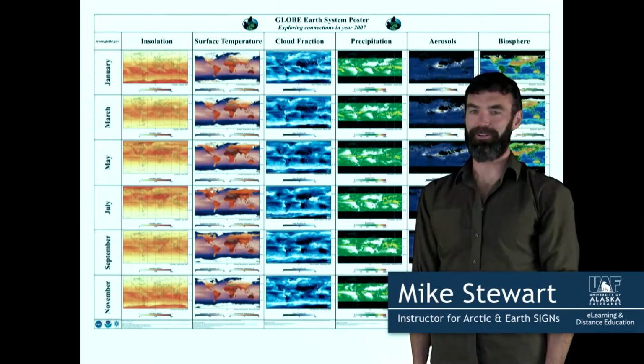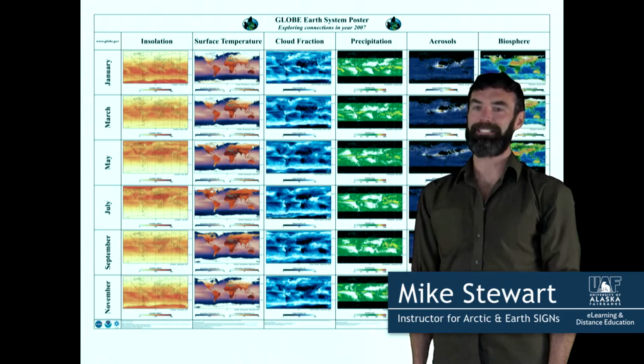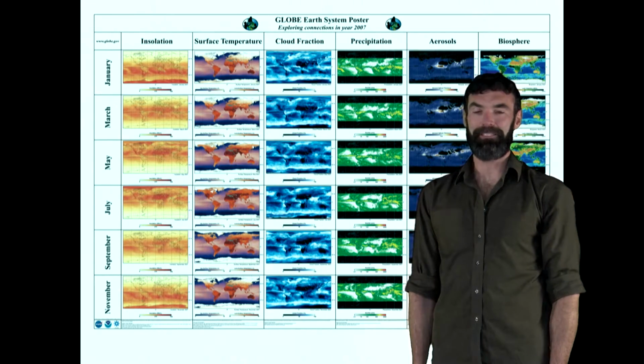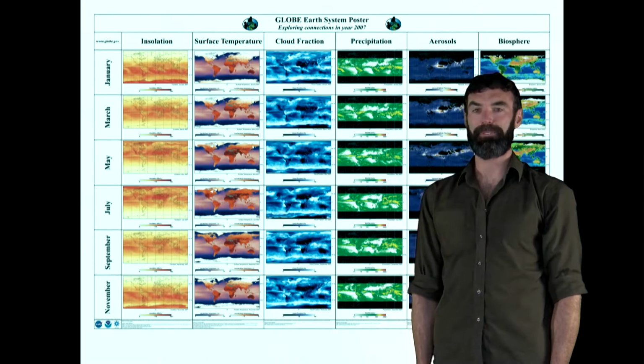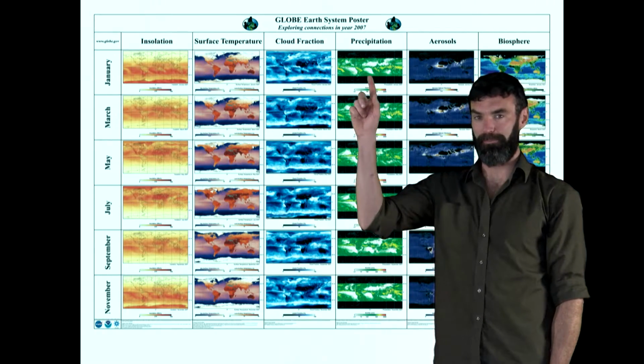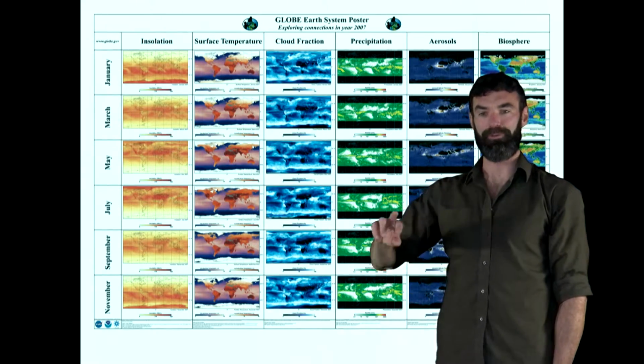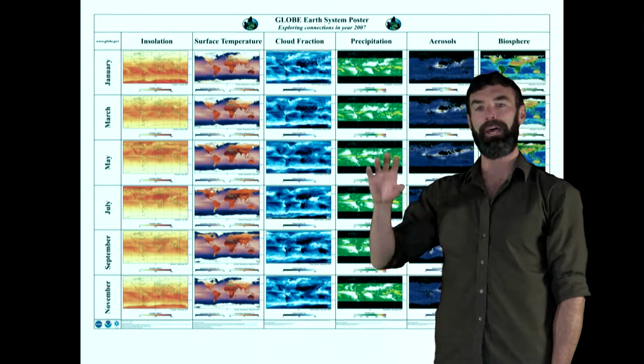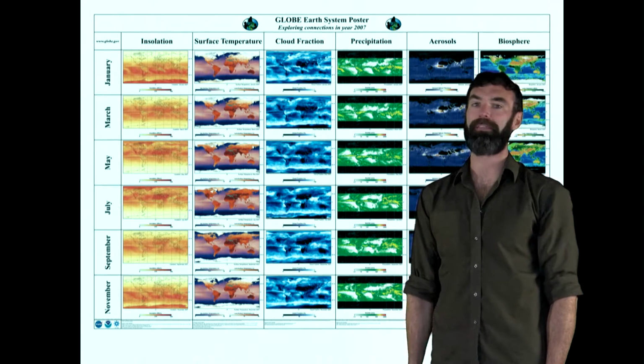Next activity in our Earth System poster series. In this activity, we're going to have you do something specific with a data type, a particular column, and we're going to have you compare from one column against another column that's right beside it.